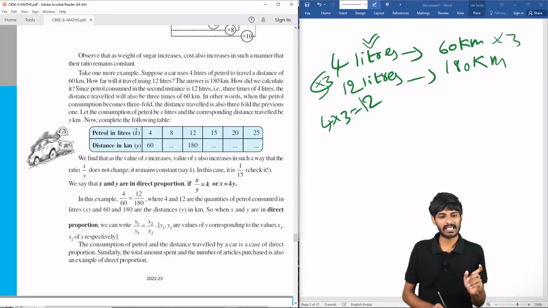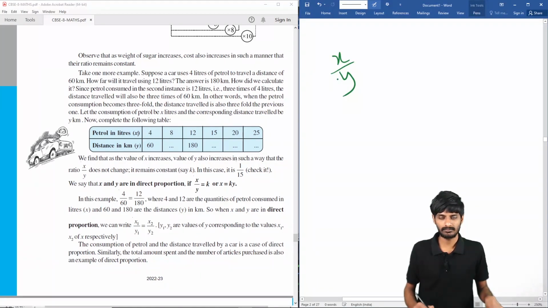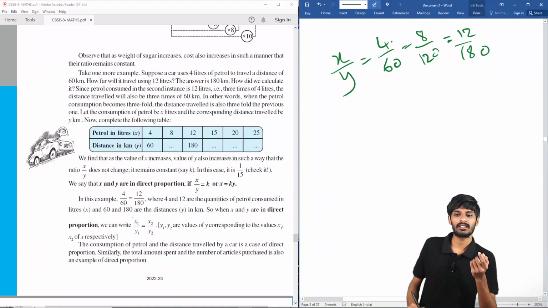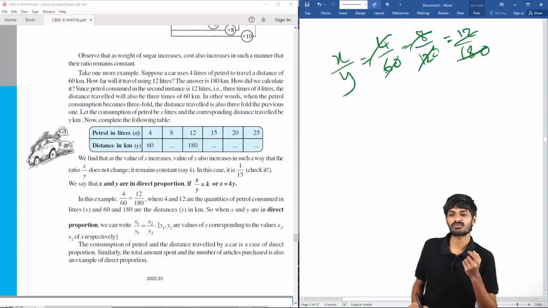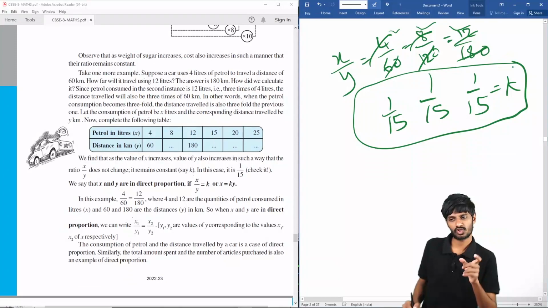So if you take the petrol as X and the distance in kilometers as Y, that is X by Y. What happens in every case? That is 4 by 60, that is 8 by 120, that is 12 by 180. Okay. If you see in every situation, what happens? 4 by 60 is 1 by 15, and 8 by 120 also gives 1 by 15. 12 by 180 also gives 1 by 15. So in everything the ratio is the same, which is K. We can assume it is some constant.